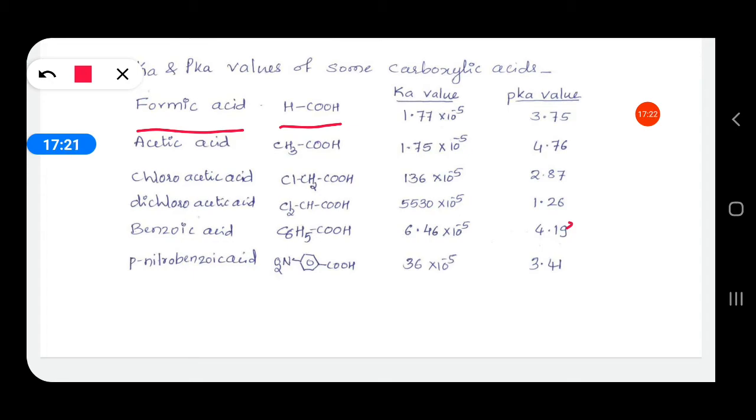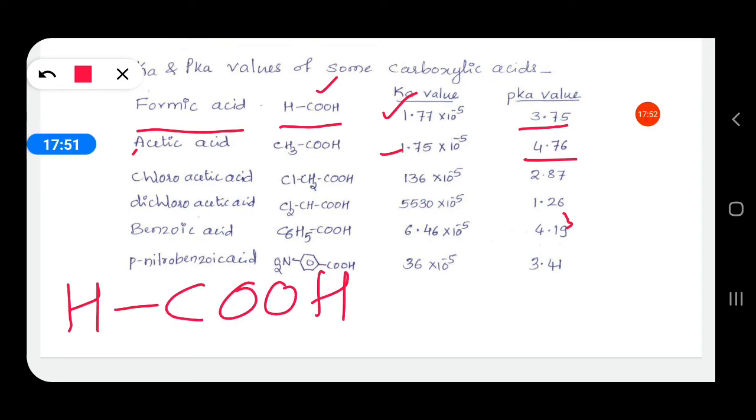So see here, in formic acid and acetic acid, formic acid has more Ka value than acetic acid, or it has less pKa value than acetic acid. This is because this Ka value shows that formic acid is more acidic than acetic acid. For that reason, in formic acid, what happens? A C-H bond is present. So the C-H bond is almost taken as neutral.